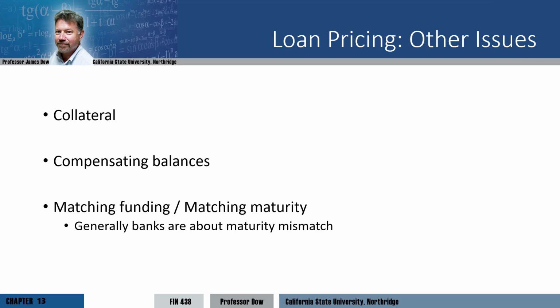Since part of the business model of a bank is maturity mismatching, offering relatively liquid deposits to make illiquid loans, there is a limit to how much they can use matched funds.